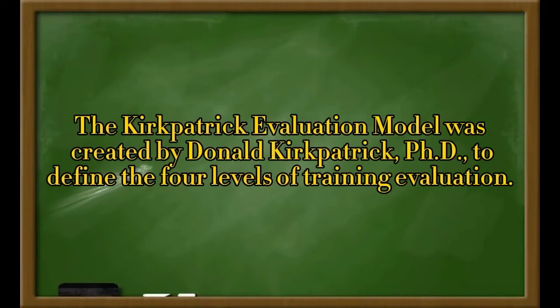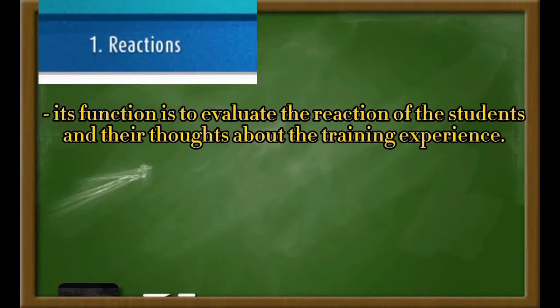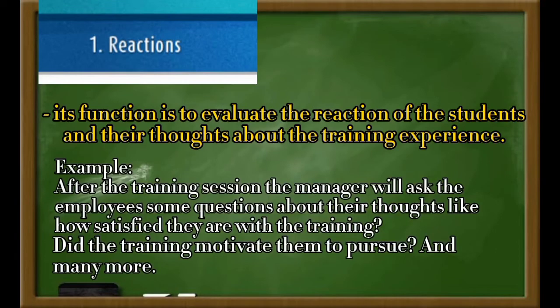The Kirkpatrick evaluation model was created by Donald Kirkpatrick, a doctor of philosophy, to define the four levels of training evaluation. The four levels of evaluation are the following: reaction, learning, behavior, and results. First is reaction, where its function is to evaluate the reaction of the students and their thoughts about the training experience. For example, after the training session, the manager will ask the employees some questions about their thoughts, like how satisfied they are with the training, did the training motivate them to pursue, and many more.